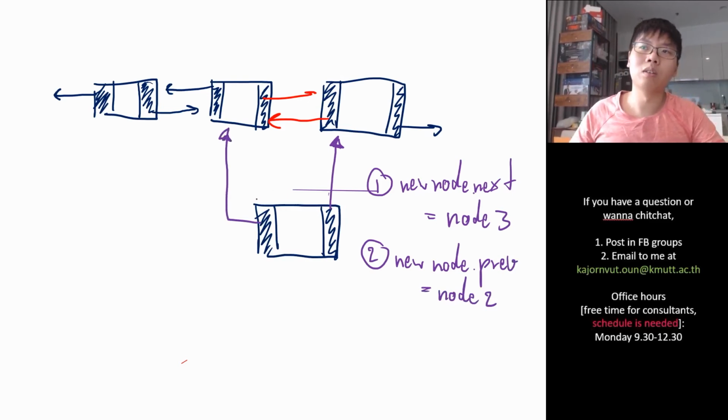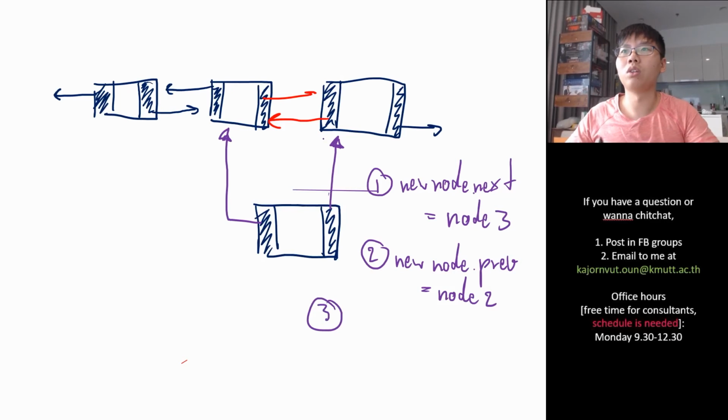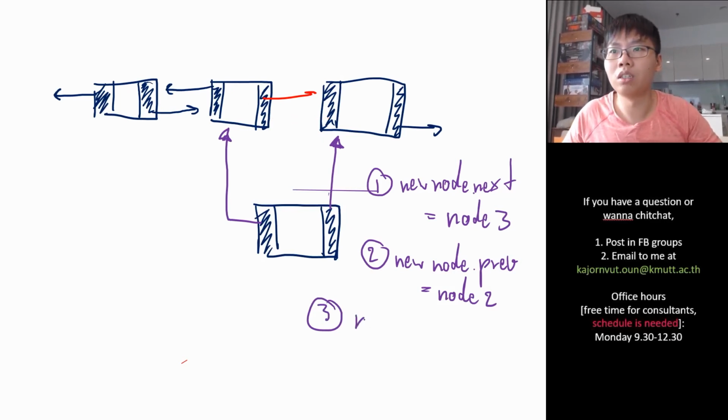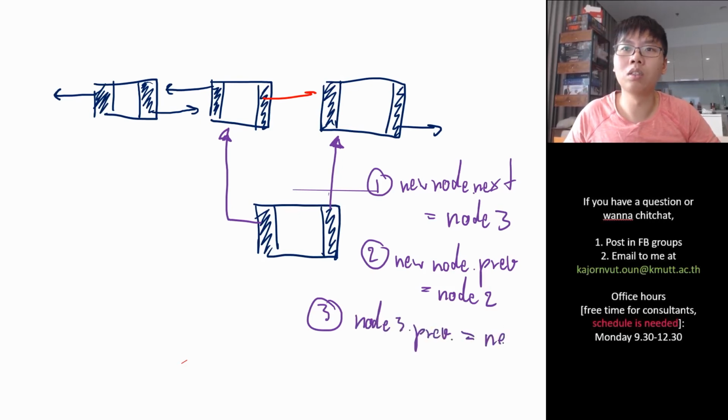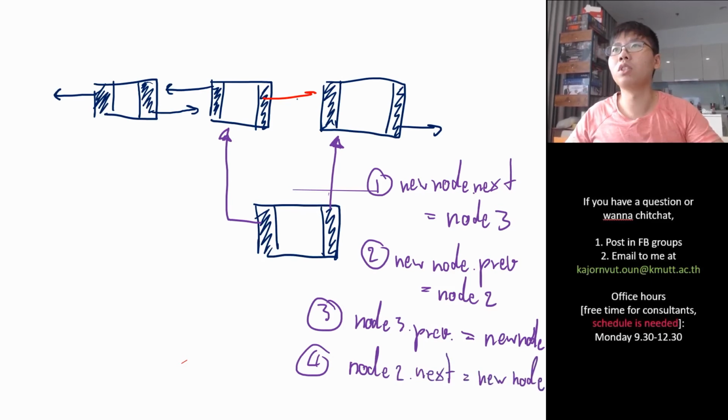Then what else are you going to do? Third, you start to remove the chain, right? So you change this one first: node 3 dot previous equal to new node. And then fourth, you change node 2 dot next equal to new node, which means you change this one to point here, and you change this one to point here instead.